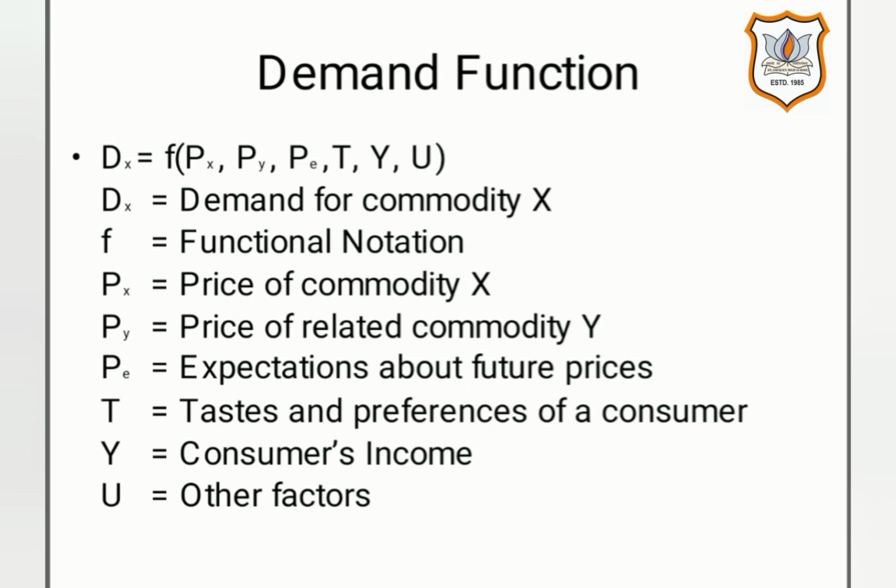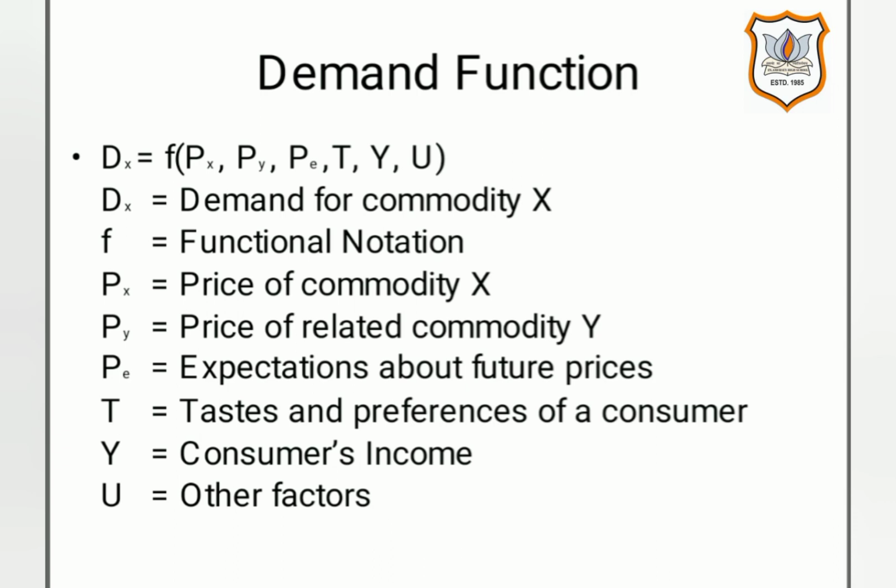That means here P again stands for price and Y stands for related commodities. Now we have already seen that related commodities may be either substitute goods or complementary goods. Pe stands for expectations of consumer about future prices.